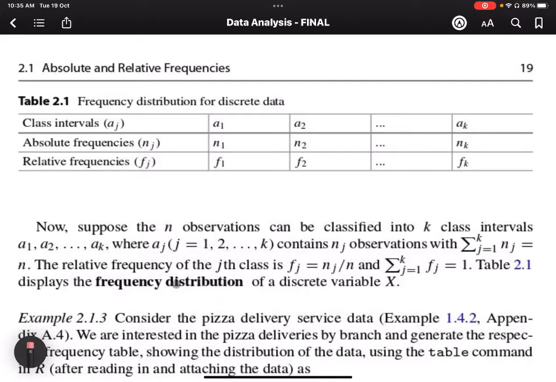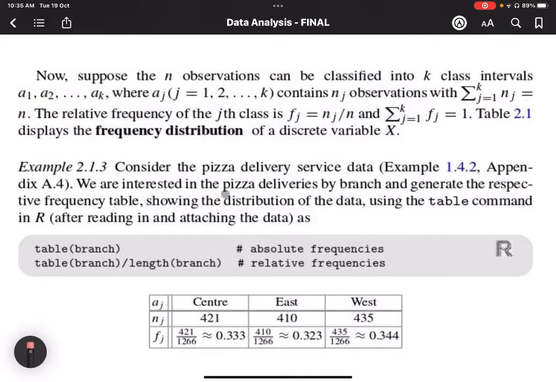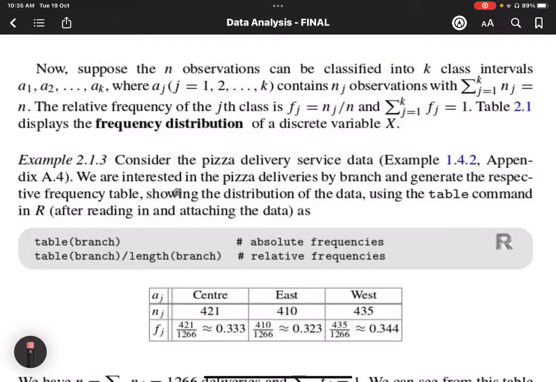So pag sinabing frequency distribution, we will have the following format, the following table format. Okay? Example 2.13, consider the pizza delivery. So this will be an example using the R software. Remember yung ating dinescuss na statistical software, for automatically computing the absolute frequencies and relative frequencies.